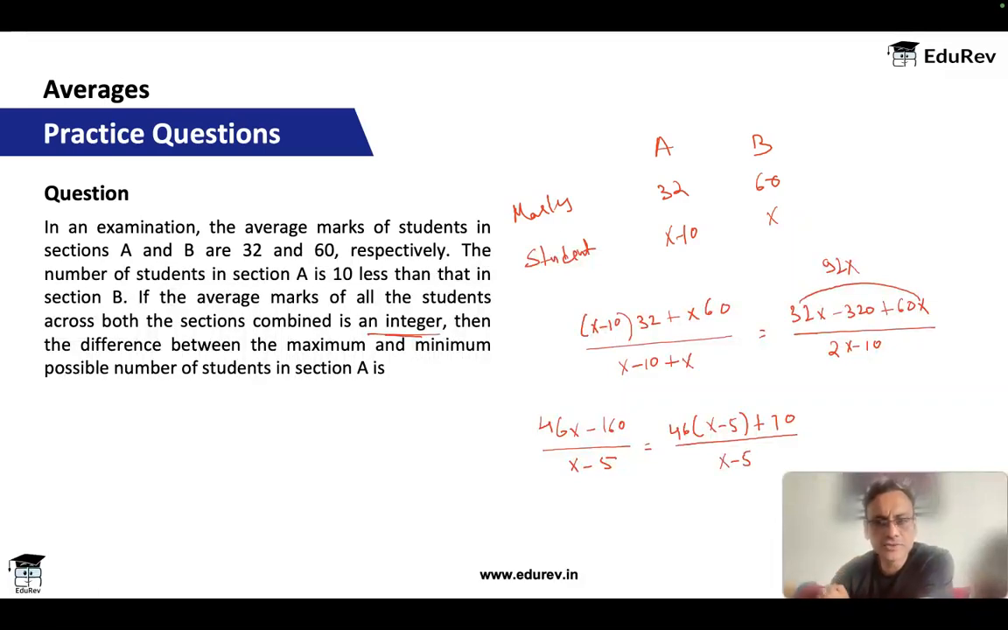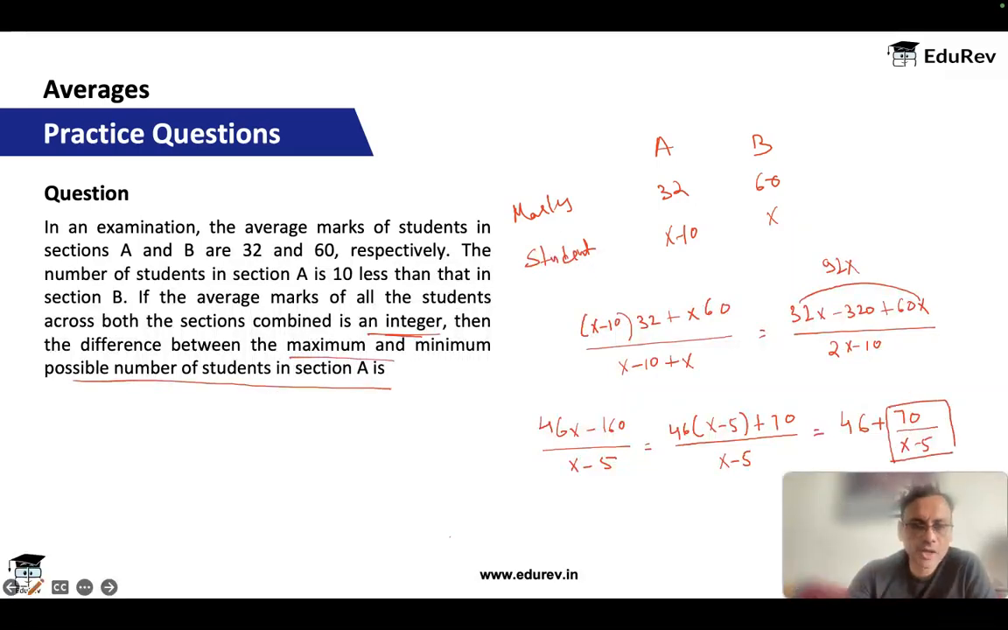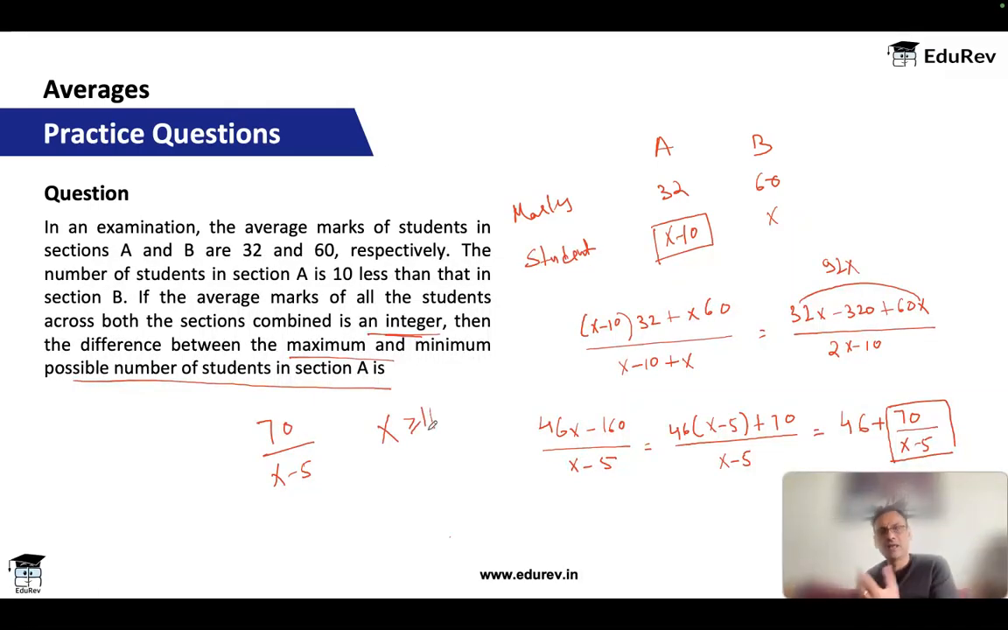I can write it like this also. So this will change to 46 plus 70 upon x minus 5. Now for this to be an integer, this should be an integer. So we have arrived at a very important part, that 70 upon x minus 5 should be an integer. First part. And also x minus 10 should be a positive value. That means x has to be greater than or equal to 11, right? Because section A will have at least one student. So x cannot be less than 11.